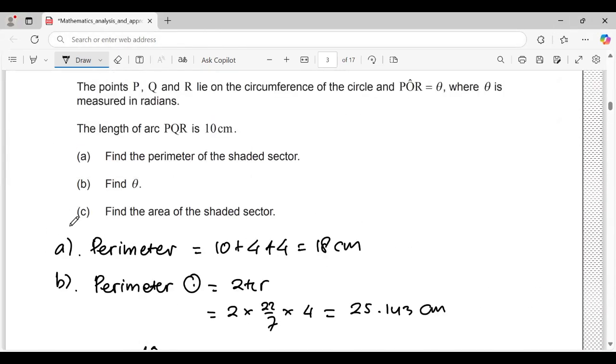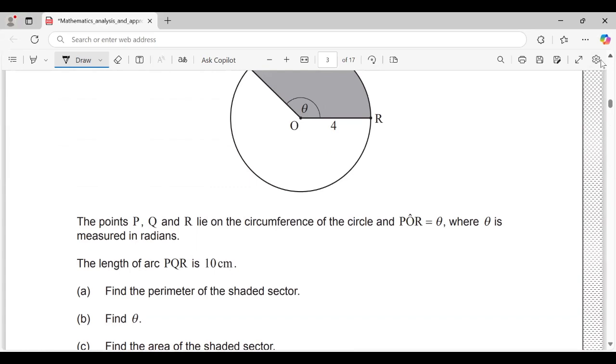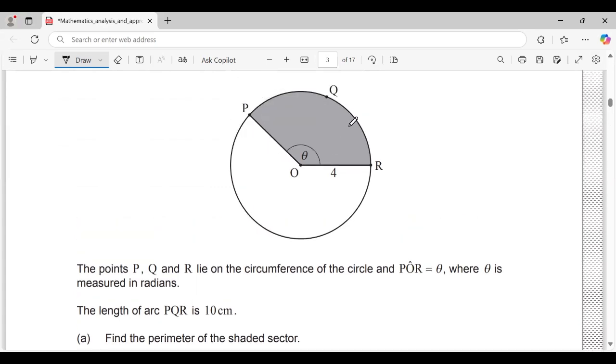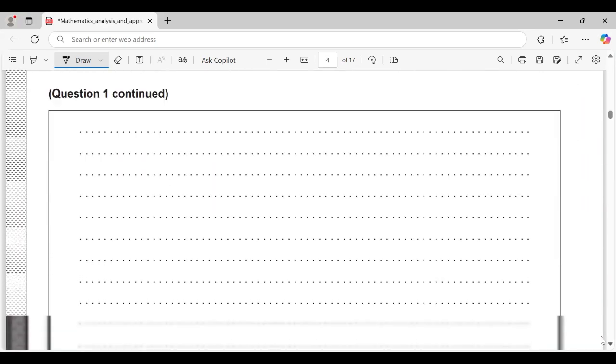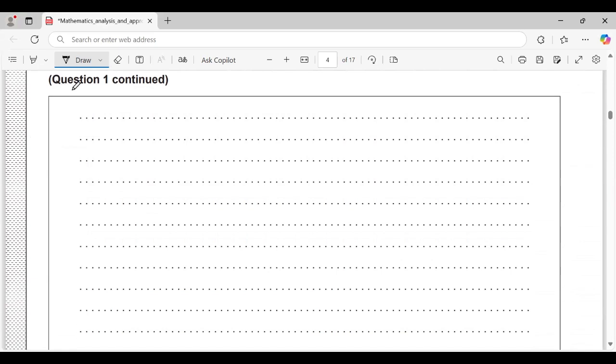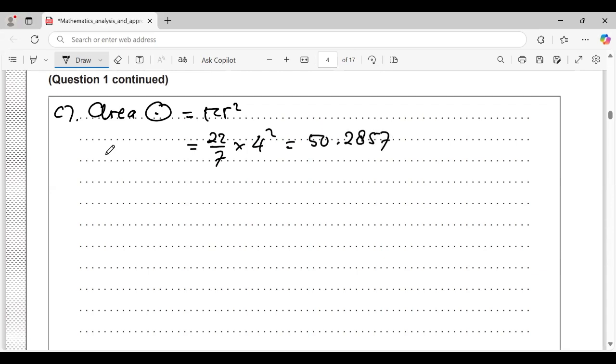Next. C. Find the area of the shaded sector. So we're going to find this area, the shaded sector here. Firstly, we need to find the area of the circle, pi r squared, or 22 over 7 multiply 4 squared, and it is 50.2857.